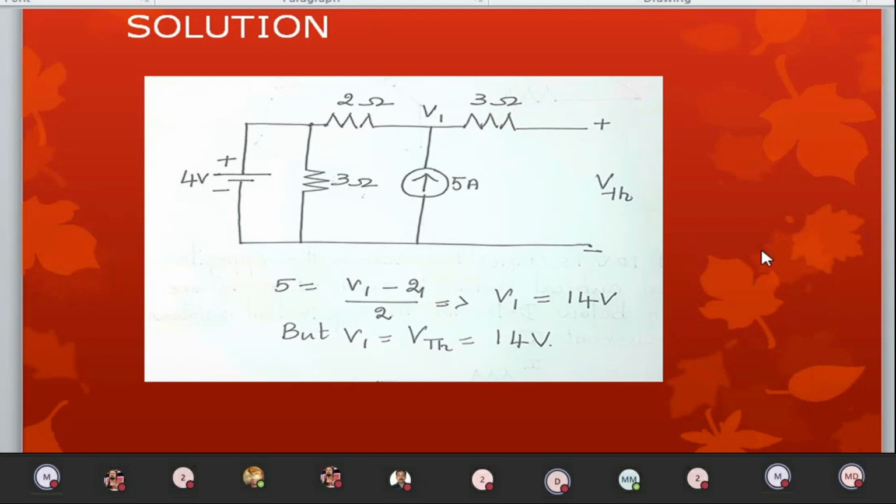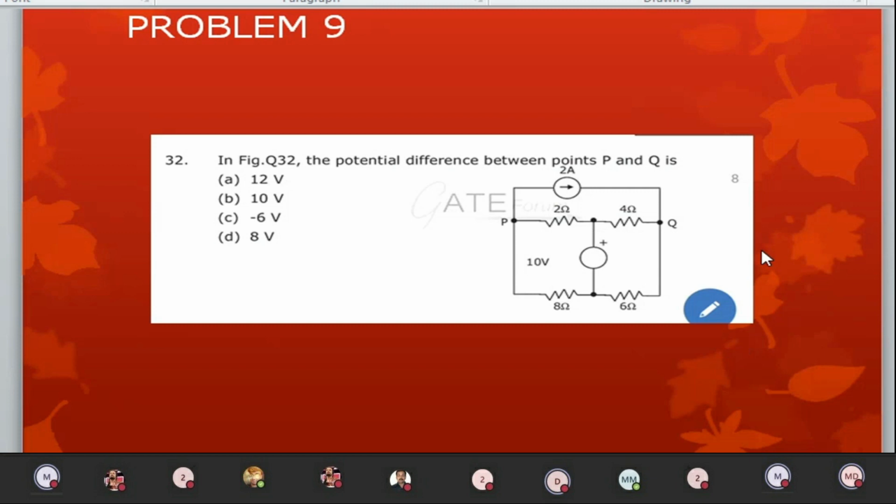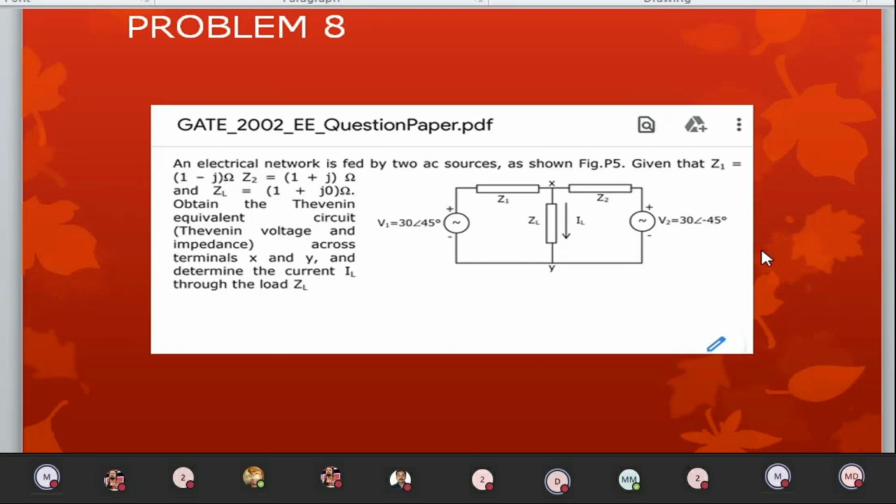So you can notice that the 3 ohm which is connected in parallel with 4 volt is virtually of no use. So 5 is equal to V1 minus 4 by 2. So 10 is equal to V1 minus 4, or V1 is 10 plus 4, 14 volts. Right. So V Thevenin is actually 14 volts. Are you able to understand? So please take care of such problems which will obviously test your skill.